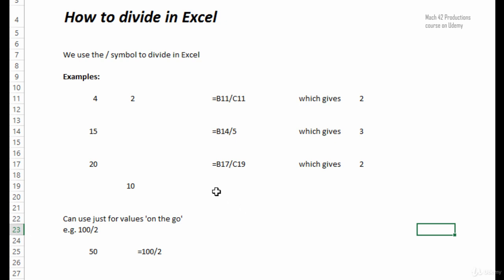Now the division symbol can also be used to divide numbers that are not next to each other in the cells. So for example, if we have 20 here and 10 here, and we wanted to divide 20 by 10, we would write equals B17 divided by C19, and this would give us 2.